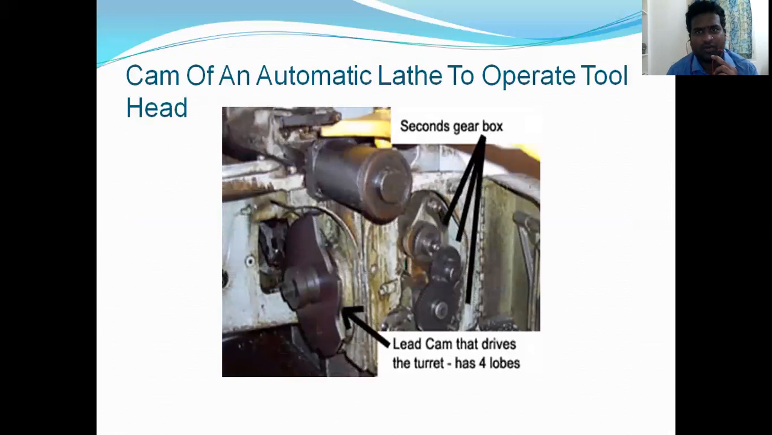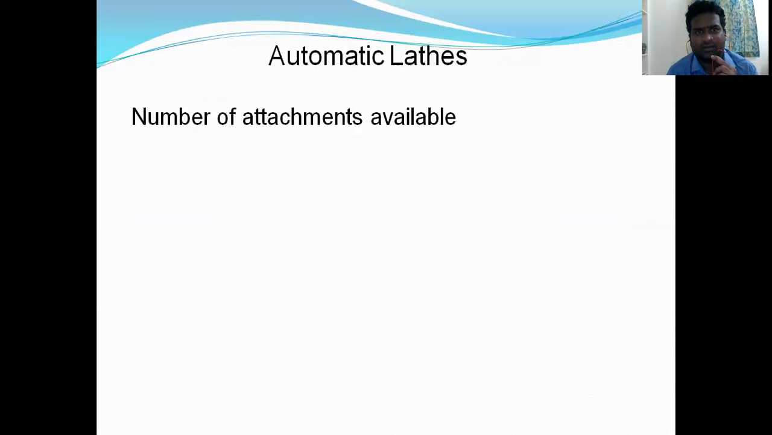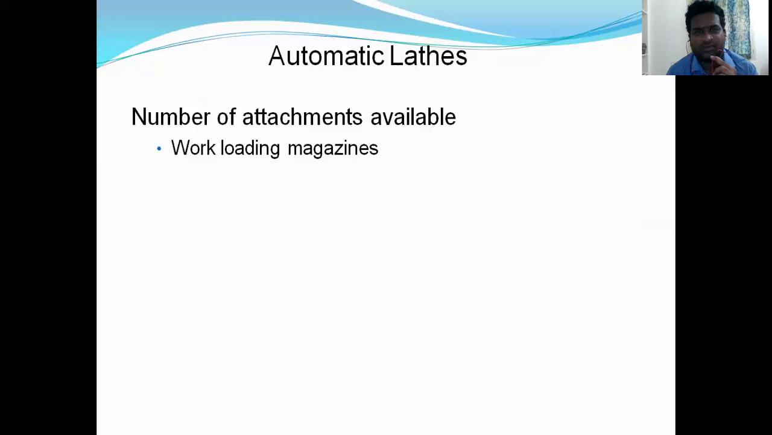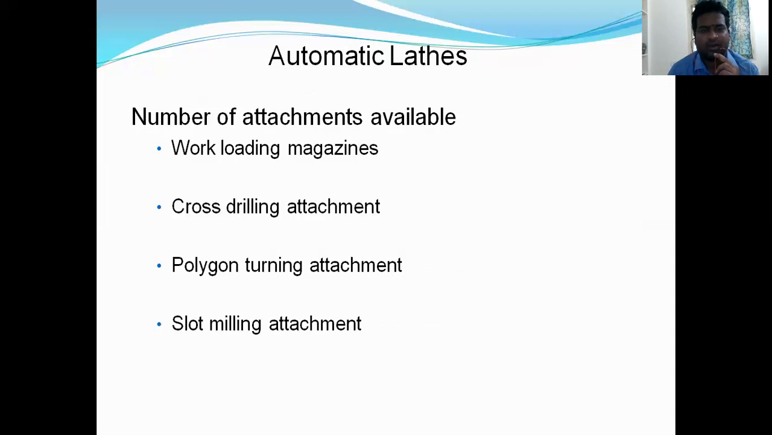So this is the cam of an automatic lathe to operate the tool head. In automatic lathes, a number of attachments are available: work loading magazines, cross drilling attachment, polygon turning attachment, and slot milling attachment.